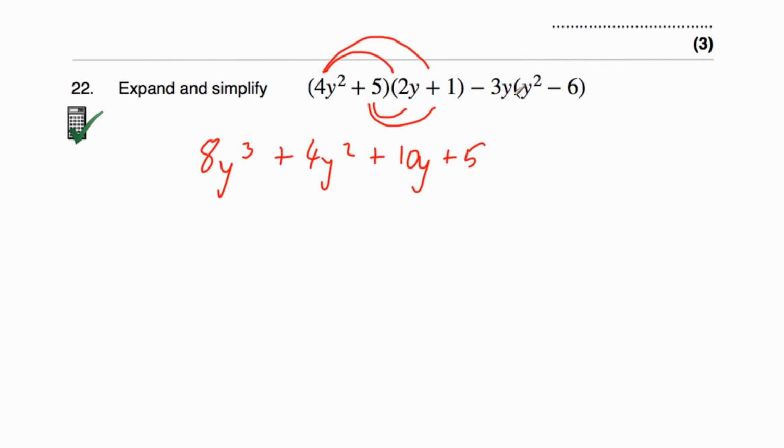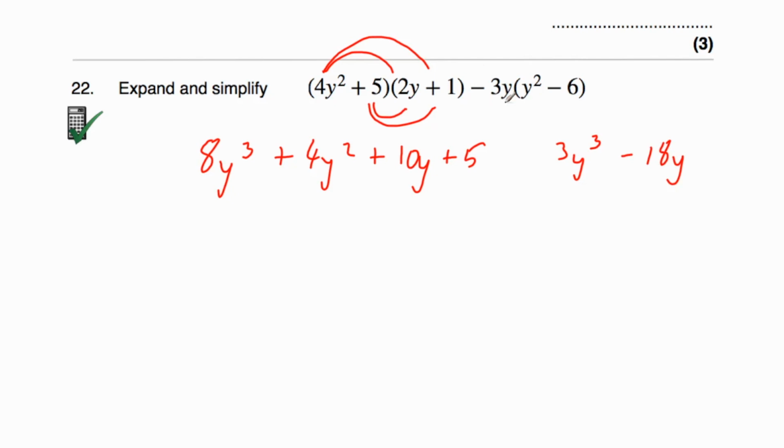Alternatively, and this is the approach that I use, I either just multiply out the bracket by whatever's in front of it. So I do minus 3y times y squared, minus 3y times minus 6, and just put them there and carry on. I'm going to use both approaches to show that they both work. So we could do 3y times y squared. Well, y times y squared is y cubed, so that'll be 3y cubed. And then we've got 3y times minus 6. Well, 3 times 6 is 18y, so minus 18y.